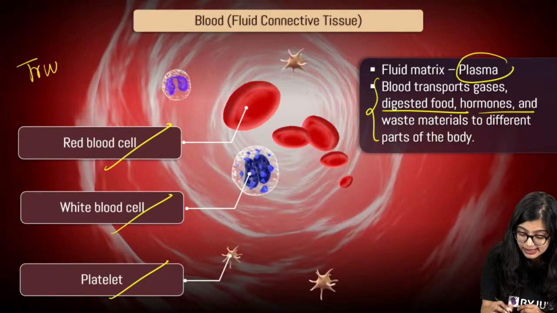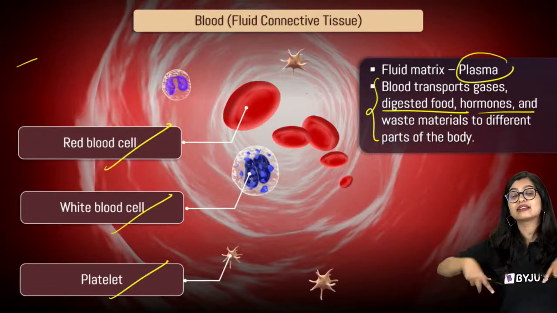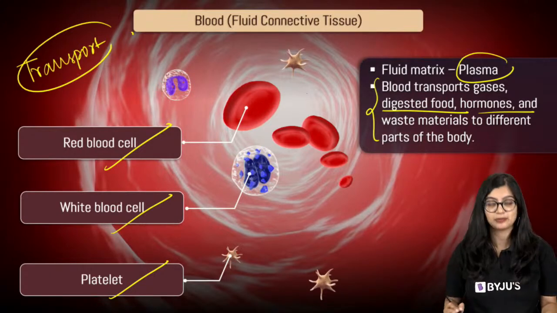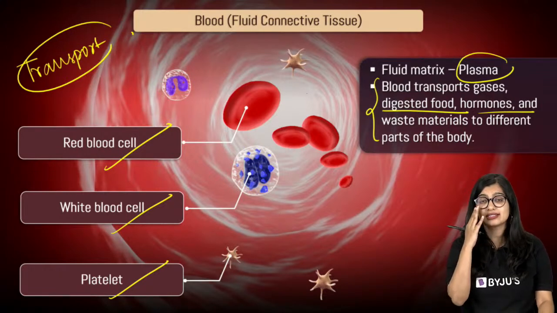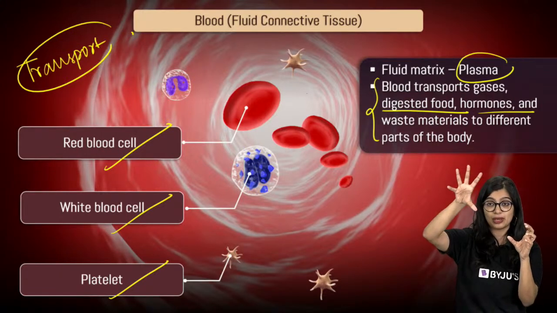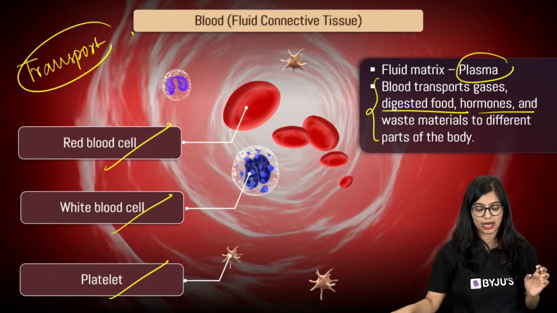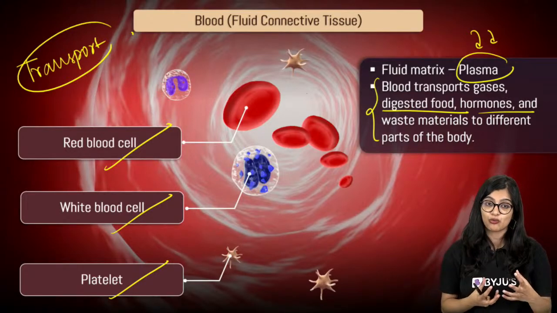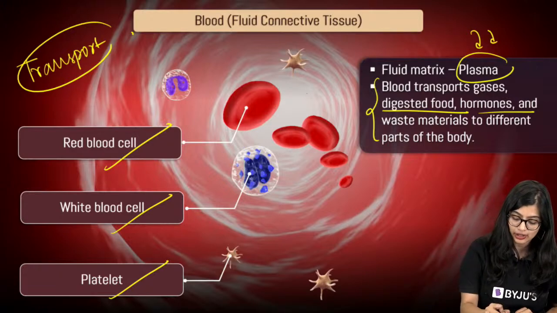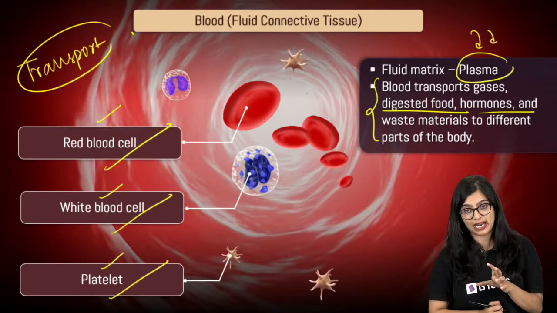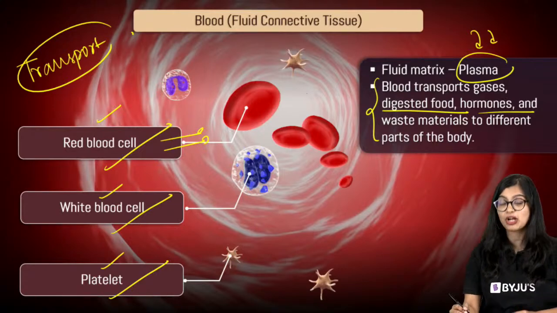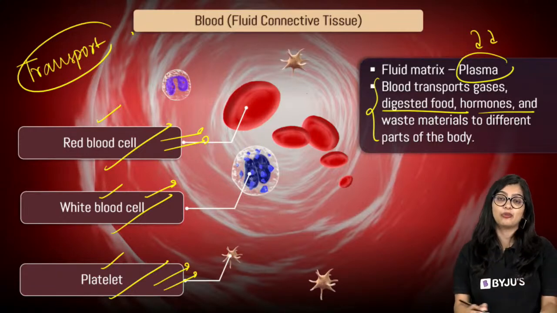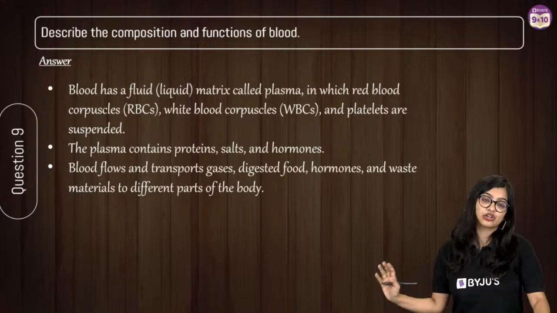Primarily, they connect different parts of the body together and help with the transport of substances, right? So what do we understand? Blood is a fluid connective tissue that has a fluid part and a cellular part. The fluid part includes the plasma, which has some amount of water content in it. The cellular part includes red blood cells, white blood cells, and platelets. Your red blood cells are primarily responsible for transporting oxygen, white blood cells help in defense, and platelets help with clotting. So this was all about the functions of the blood.